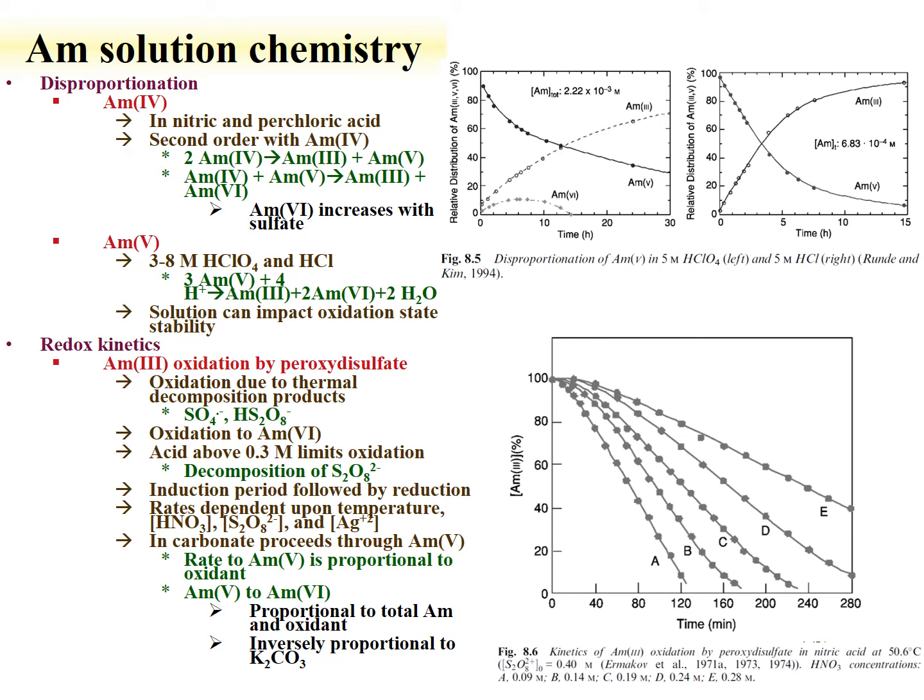The rate for the formation of americium-5 is found to be proportional to the oxidant. The kinetics of americium-3 oxidation has been examined. Some data shown here are for the kinetics of americium-3 oxidation by peroxydisulfate as a function of different nitric acid concentrations. As we increase the nitric acid concentration, the rate decreases. A, which has the lowest nitric acid concentration examined in this work, has the fastest reduction.